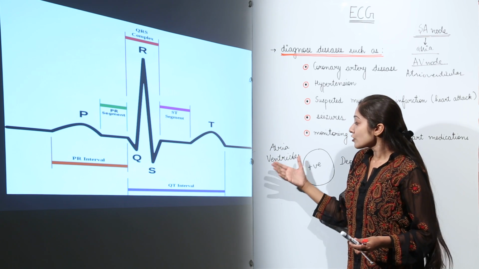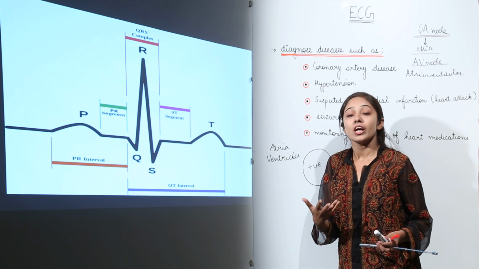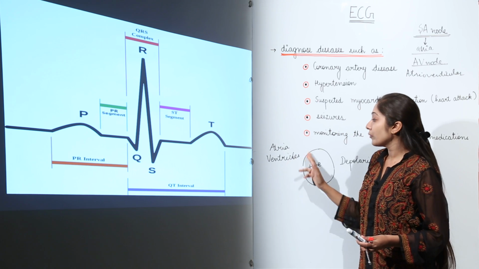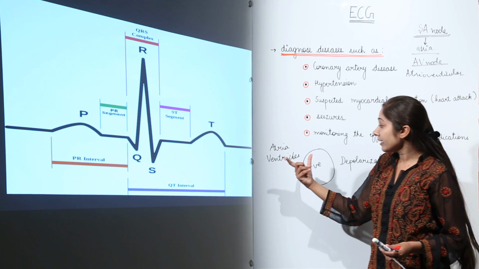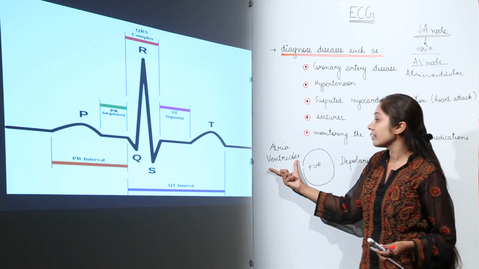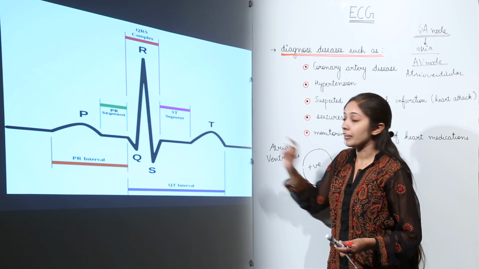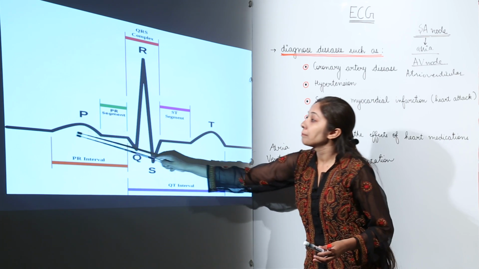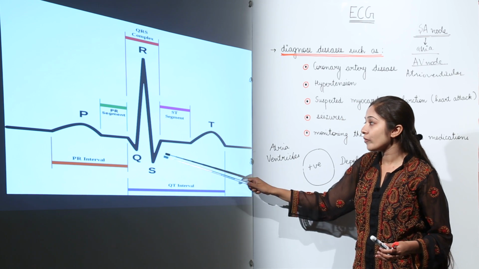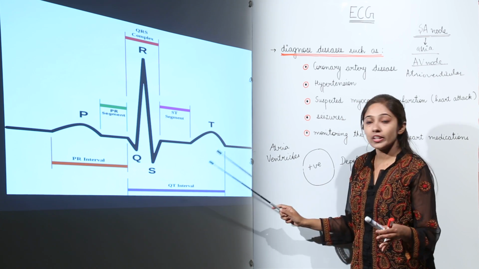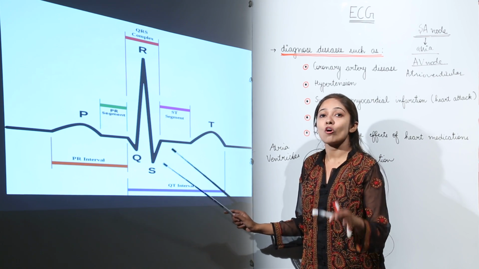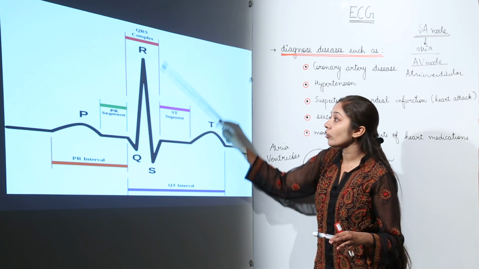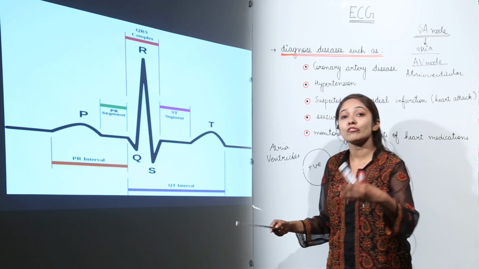After this depolarization, repolarization occurs in the atria and the ventricles, and the repolarization of the ventricles is represented by this T wave. So this is how the P wave, QRS wave and T wave are represented in a normal heart, and this goes on and on. This process is repeated on and on in a normal heart.